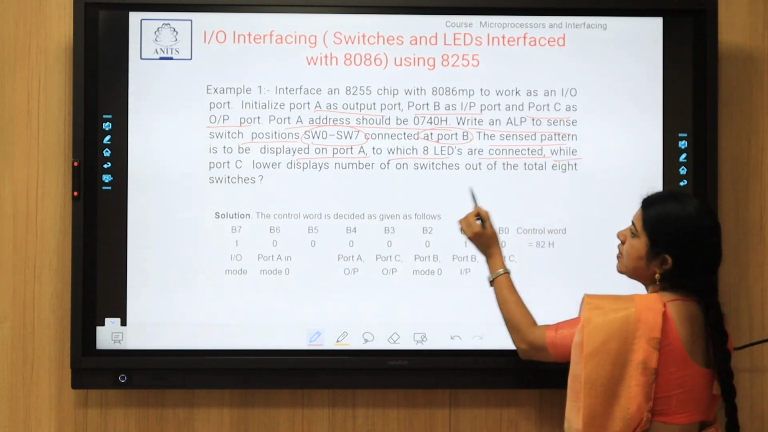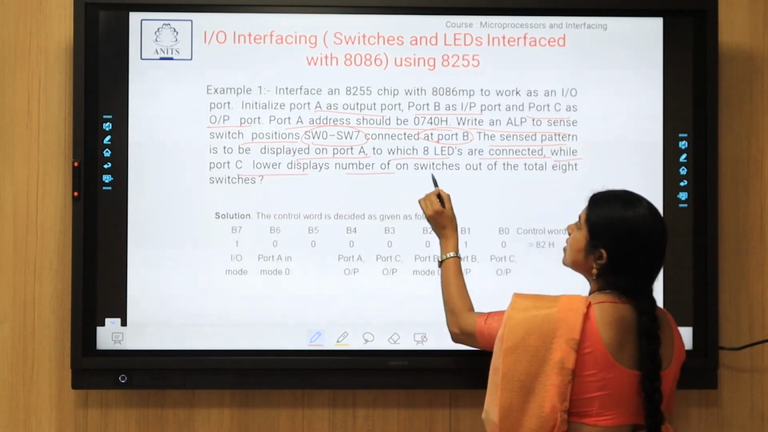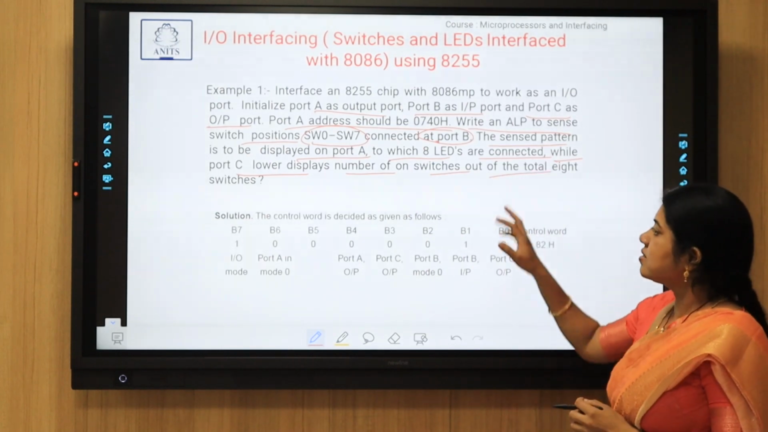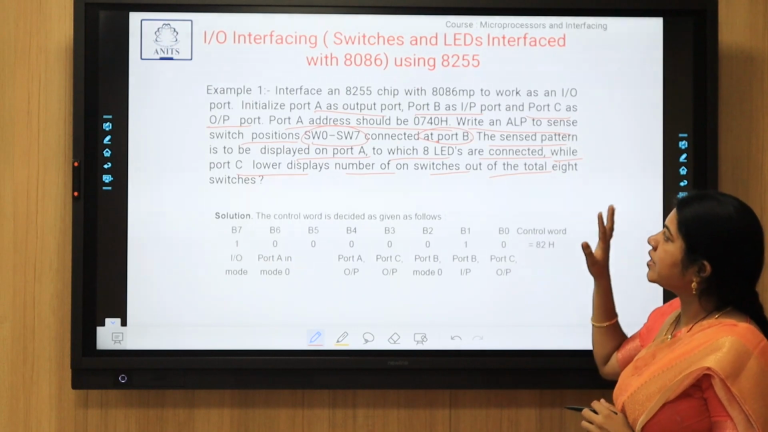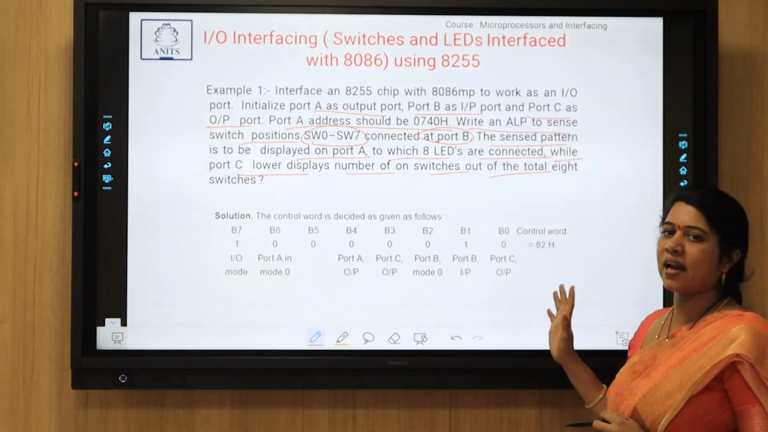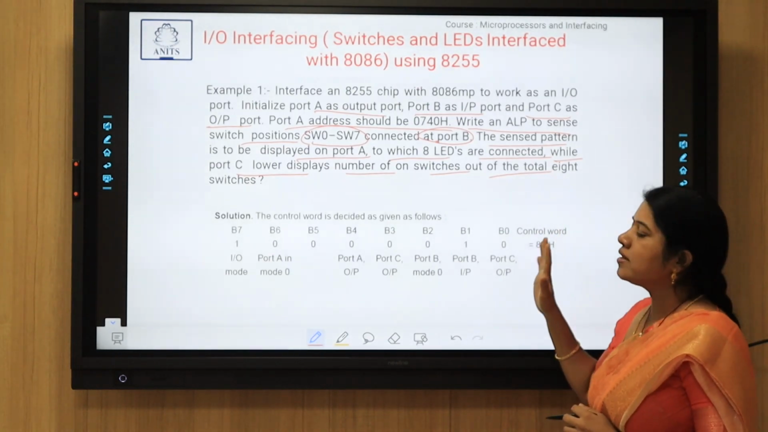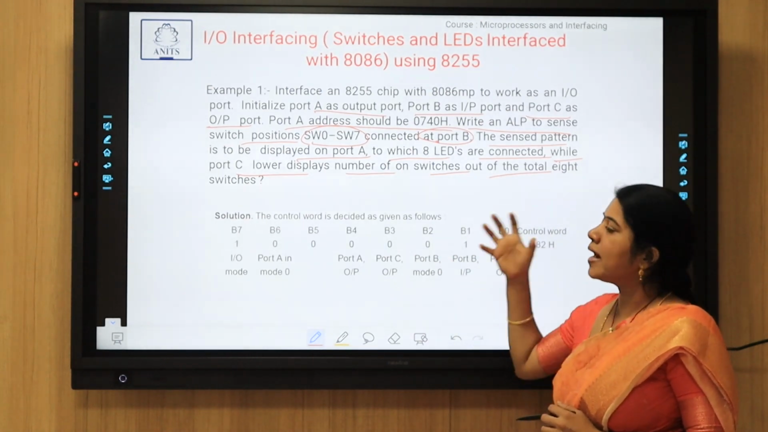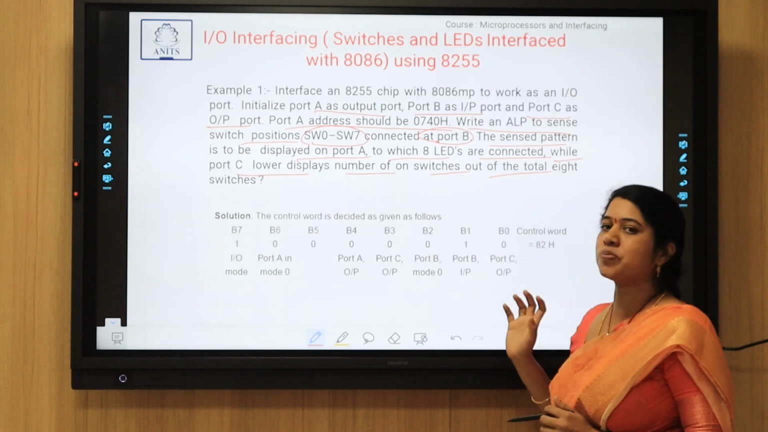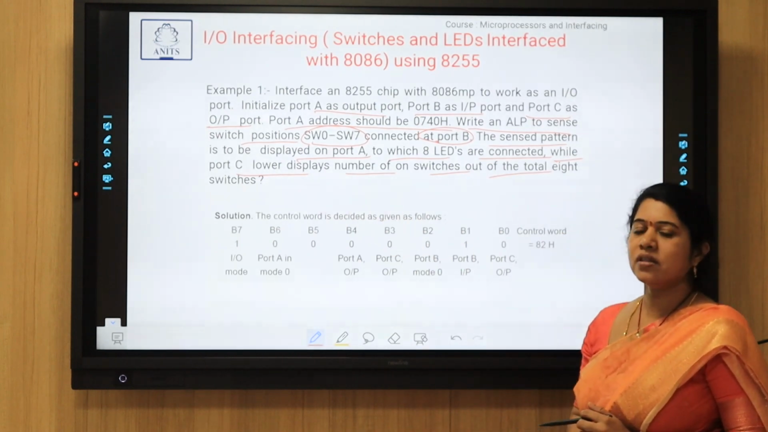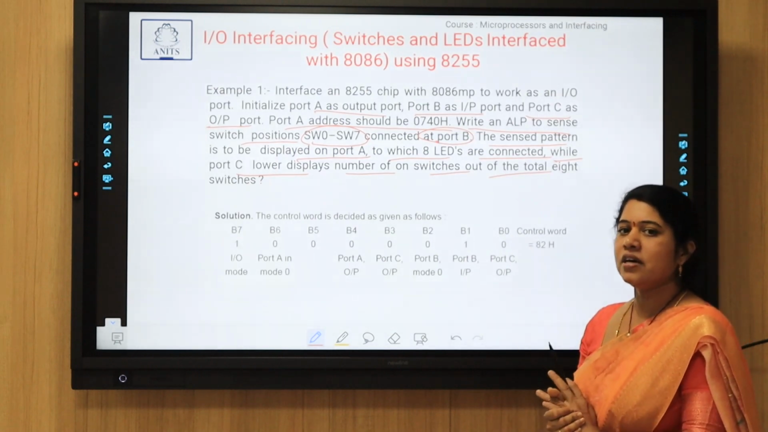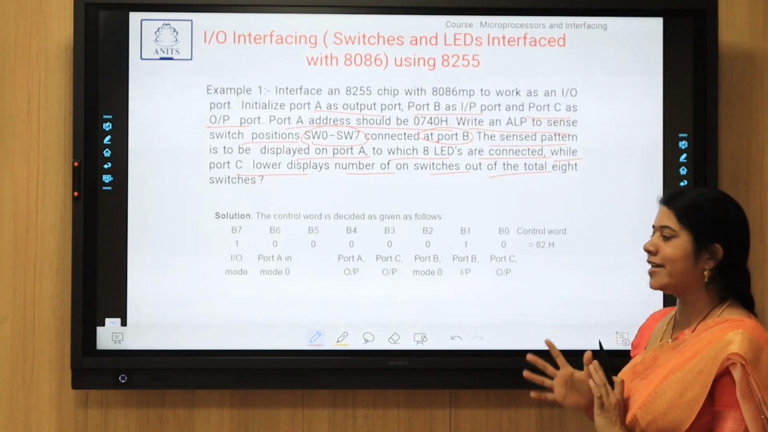And port C lower displays the number of ON switches out of the total 8 switches. Yes, this is the problem. We have to interface the switches and the LEDs so that the switch pattern is displayed on port A and the number of ON switches, the count, is displayed on port C lower. The count is normally a BCD count. 4 lines of port C will be used to represent that BCD count.